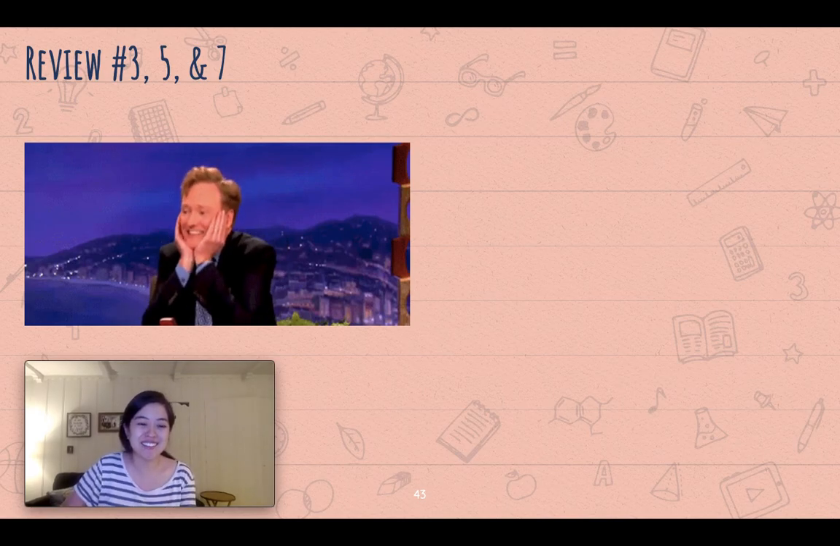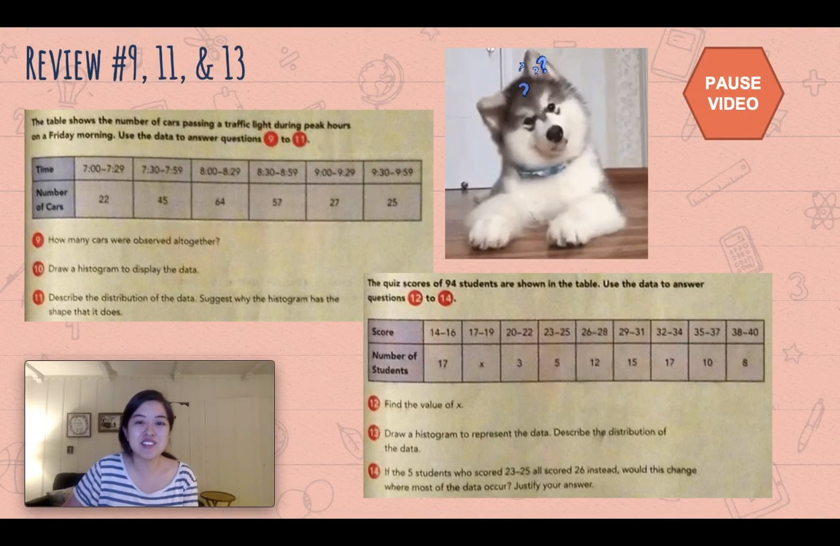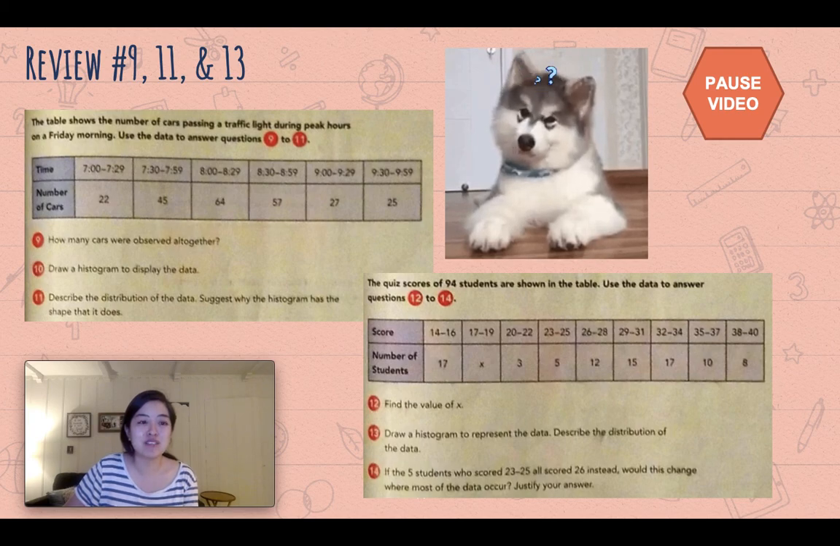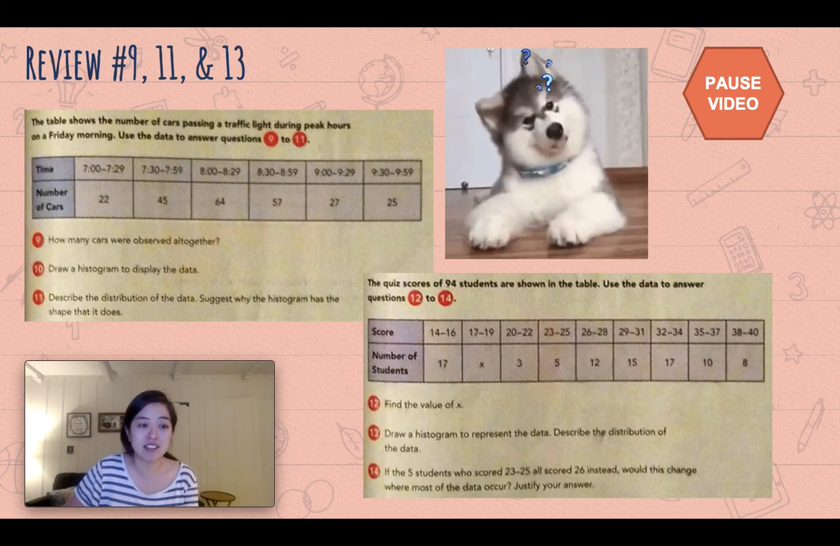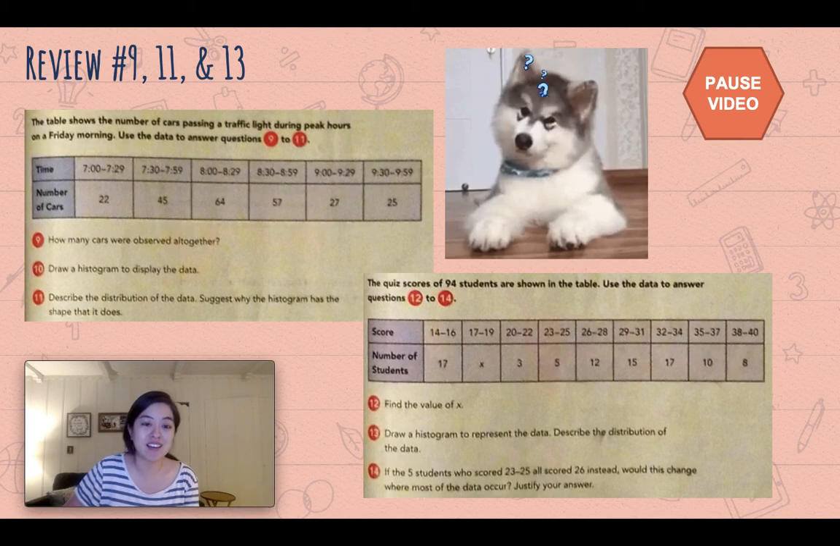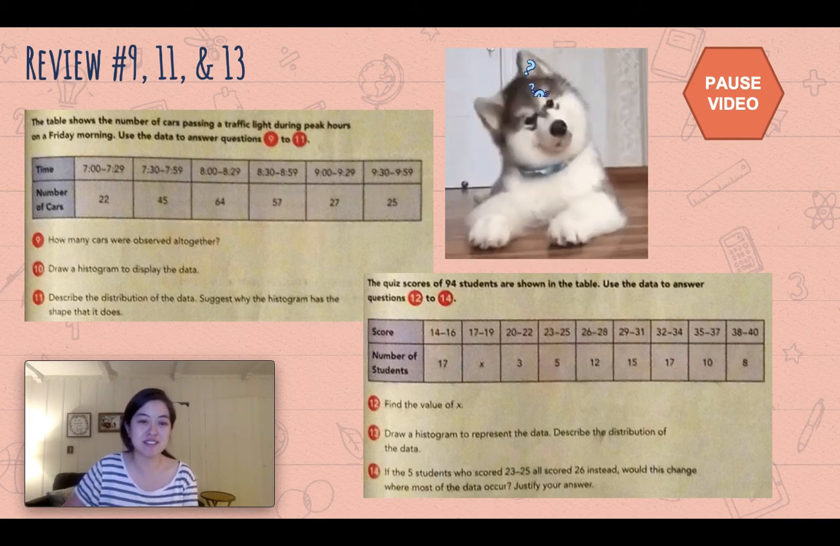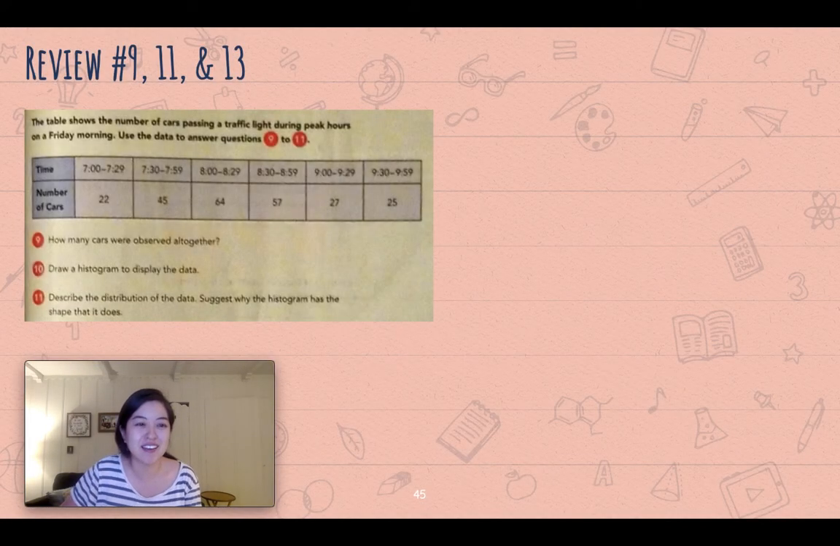All right. Can you guys please do numbers 9, 11, and 13 on your own? And let's check in together in a bit. Okay, so let's look at number 9. We want to count the number of cars that were observed together in this chart. So all we need to do is add 22, 45, 64, 57, 27, and 25 together, and you get 240 cars.